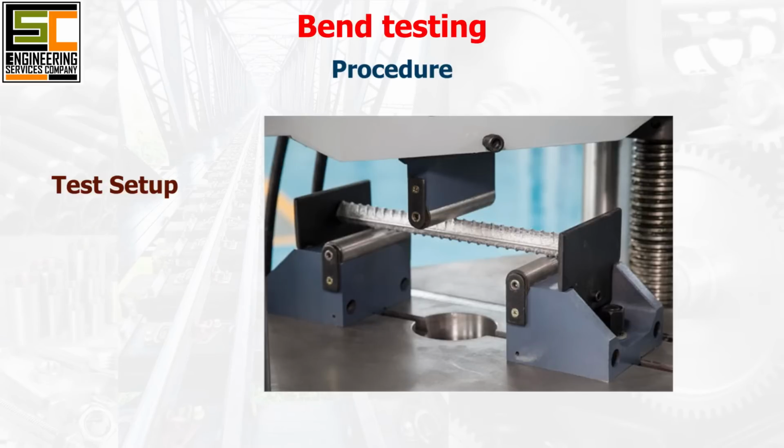Test setup. The specimen is securely clamped into a bending fixture or apparatus. The bending fixture applies a bending force to the specimen, causing it to bend around a specified radius or mandrel. The bending force is gradually increased until the specimen fractures or reaches a specified deformation, such as a specified bend angle or curvature.